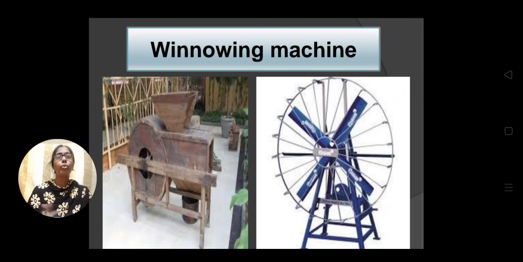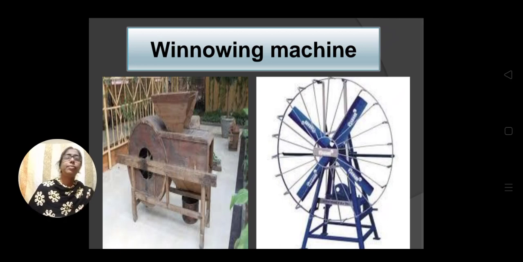There are several types of winnowing machine. Here I have given you only two pictures of winnowing machines. This is the simplest one. The left one is a bit complex. There is a funnel shaped structure in which the mixture of chaff and seeds is put, and then there is a wheel inside it, and this machine runs in such a way that it separates the chaff and the seeds, and they are collected separately.